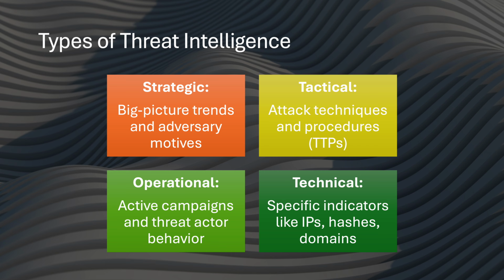Then we have operational intelligence. This type looks at active campaigns, what specific threat actors are doing right now. It's used to prepare for incoming attacks or to correlate incidents that might seem unrelated. And finally, technical intelligence, which deals with the hands-on details, the IPs, hashes, domains, and URLs that analysts can block or monitor immediately. Together, these four layers form a complete picture. From strategy to technical detail, each type helps defenders understand their adversaries a little better.